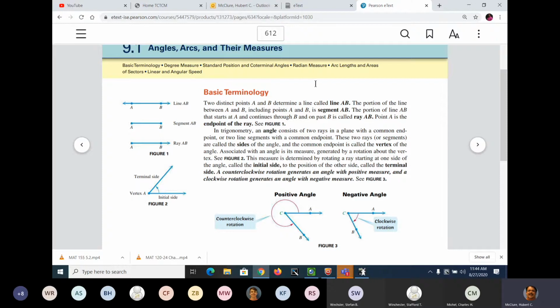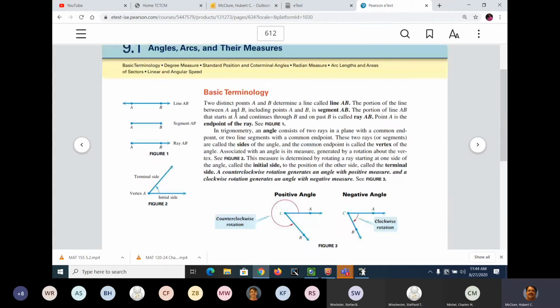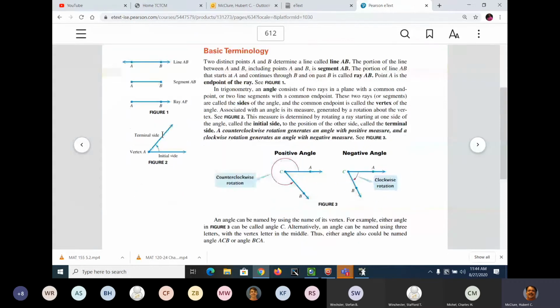Okay, when we're talking about the intersection of two lines or two planes, this is what's formed: a vertex, and the way that you measure a vertex is with an angle. Now, there's something strange about trig in academia and the real world.